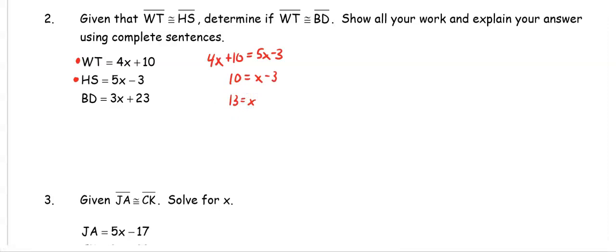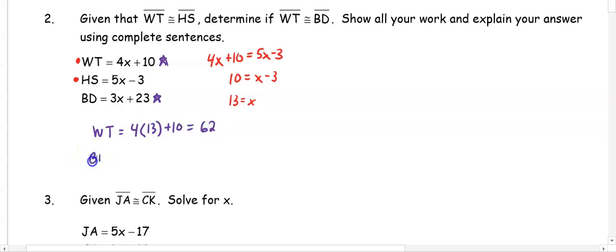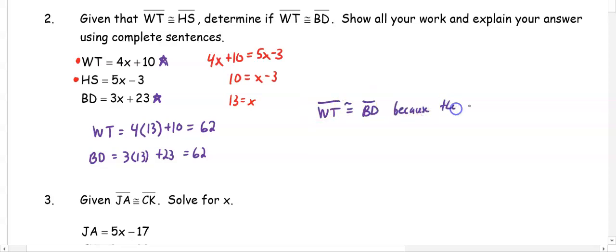Now we want to see, is WT congruent to BD? We're going to substitute into those equations. WT is 4 times 13 plus 10, which gets us 62. BD is 3 times 13 plus 23, which is also 62. Because they have the same length, they are also congruent. So we would say WT is congruent to BD because the segments have the same length.